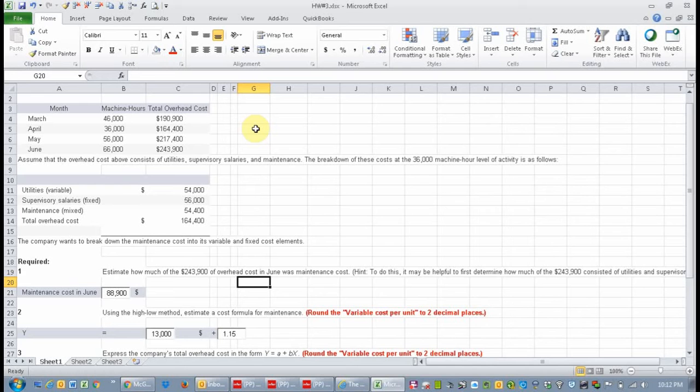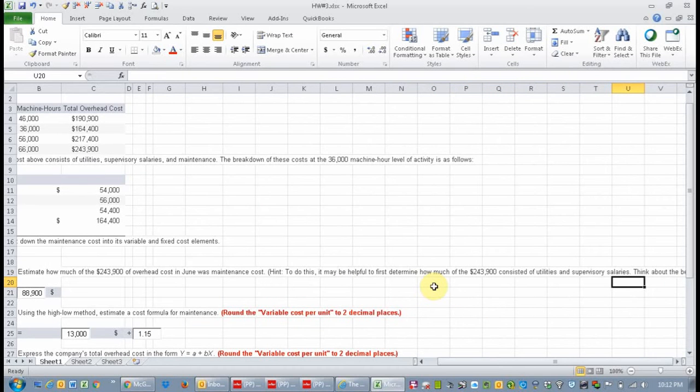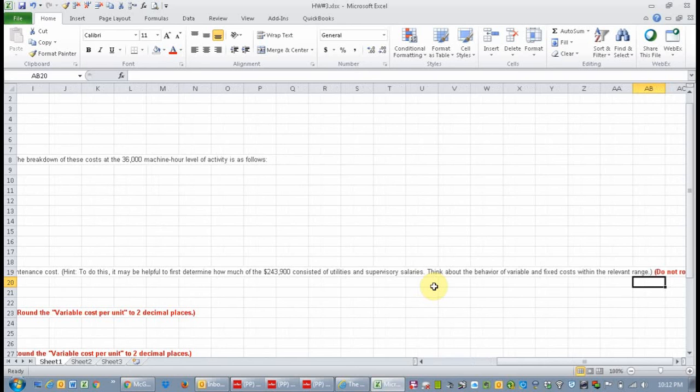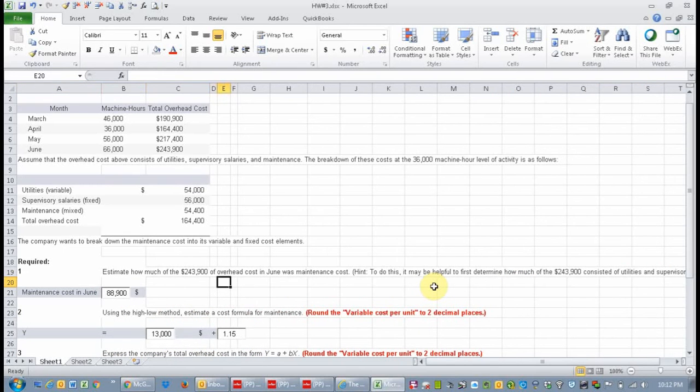Okay, so the first question is estimate how much of the $243,900 of overhead costs in June was maintenance cost. And it gives you a hint. It says it may be helpful to first determine how much of the 243,900 consisted of utilities and supervisory salaries. Think about the behavior of variable and fixed costs within the relevant range.